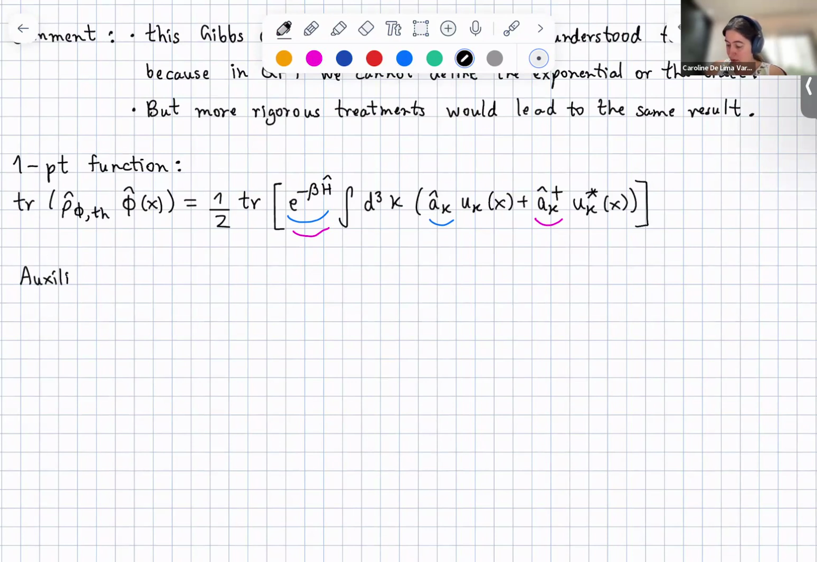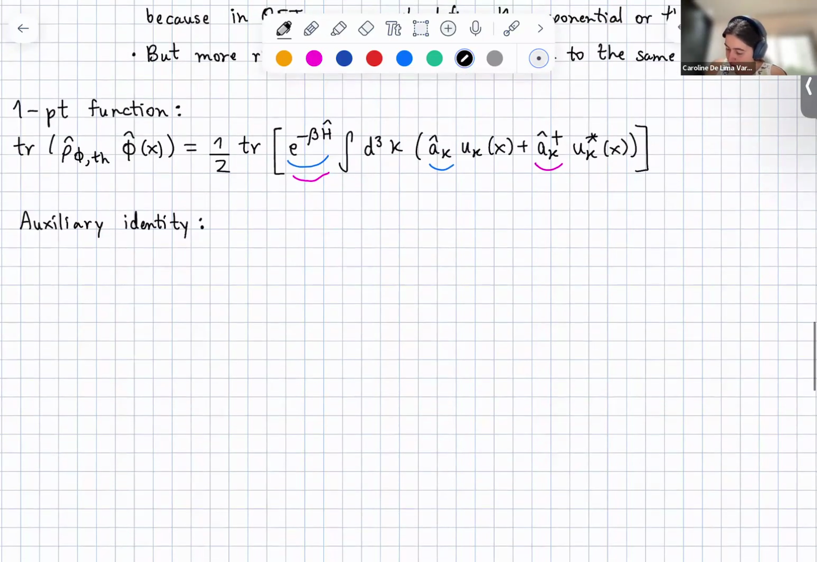So let's try to find this auxiliary identity. First of all, notice the following. If I have e to the minus beta H times the creation operator, for now let's stick with the creation operator, I can write something very simple that I believe everybody's going to agree with, which is just this times e to the minus beta H.